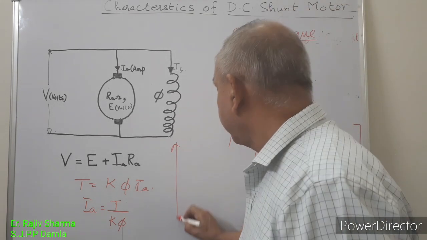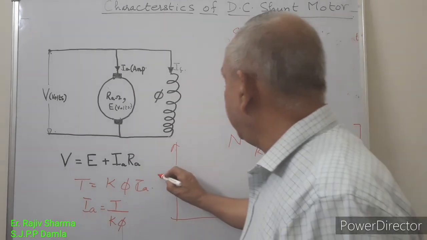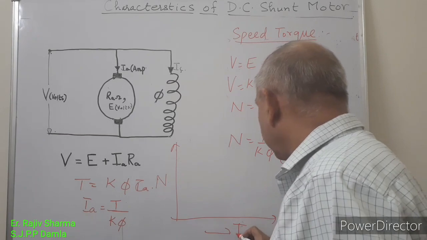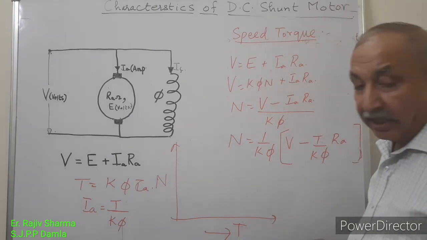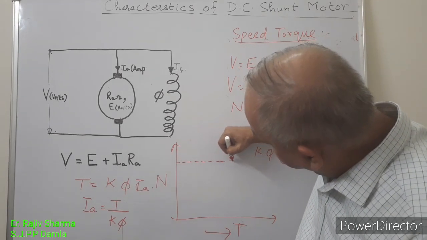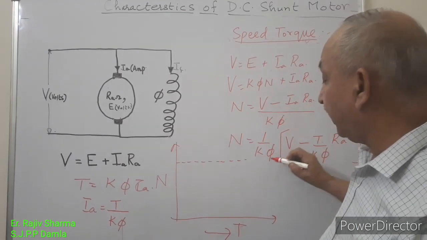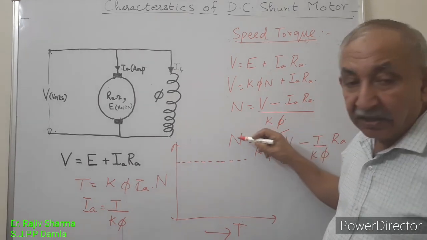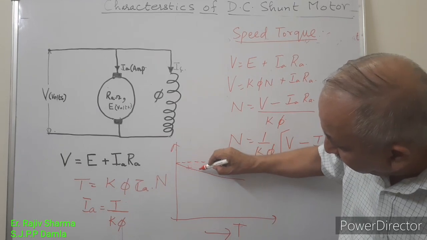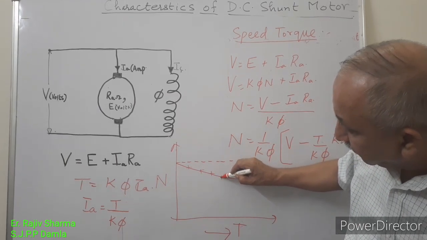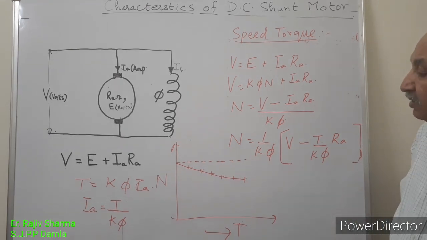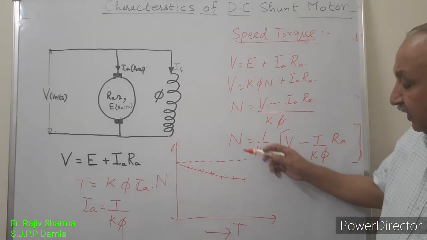Similarly, here we have the speed and on the x-axis we have torque. This is no load speed equal to V upon K phi. As the value of torque increases, the value of speed will decrease. So this is the relation between speed and torque.